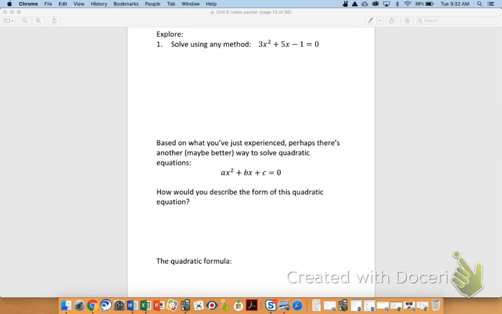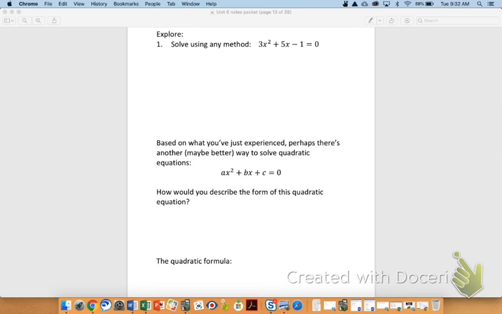I want to look at number 1. This is, again, an example of a quadratic, 3x squared plus 5x minus 1 equals 0. What ideas would you have as far as solving this? What could we try to do? You could try to factor it. So let's try to factor it.